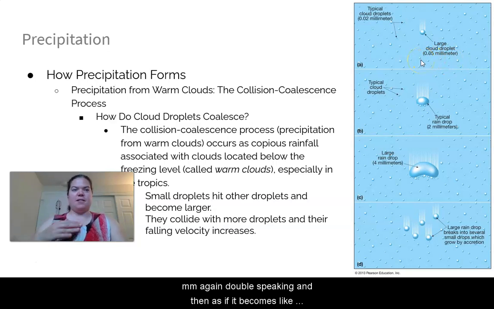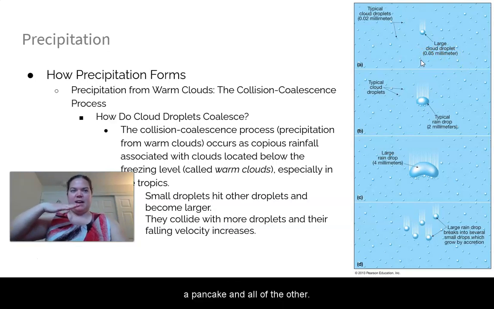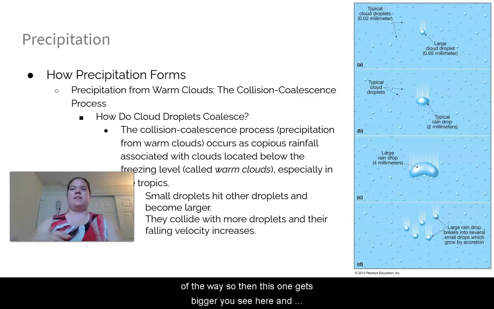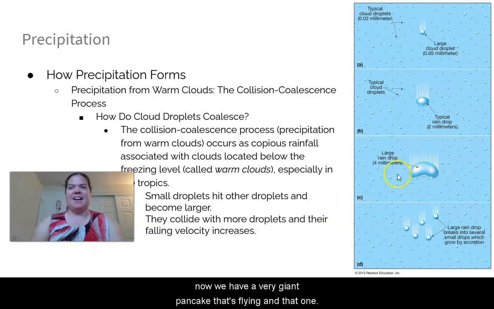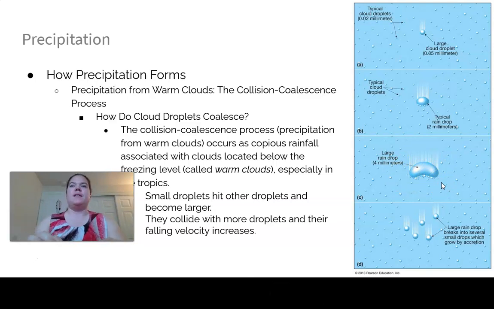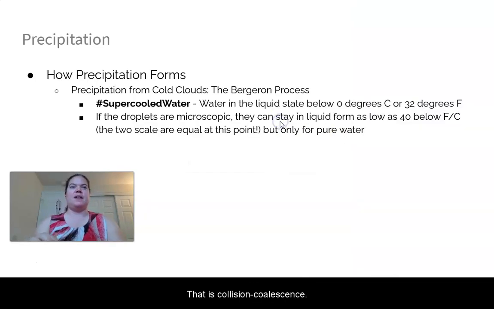And then as it falls, it becomes like a pancake, and all of the other cloud droplets stick to the bottom of it. They can't get out of the way. So then this one gets bigger. You see here, now we have a very giant pancake that's falling, and that one collision-coalesces even more droplets, and then eventually they might shear apart and begin the whole process again, depending on how many get in the way. So that is collision-coalescence.